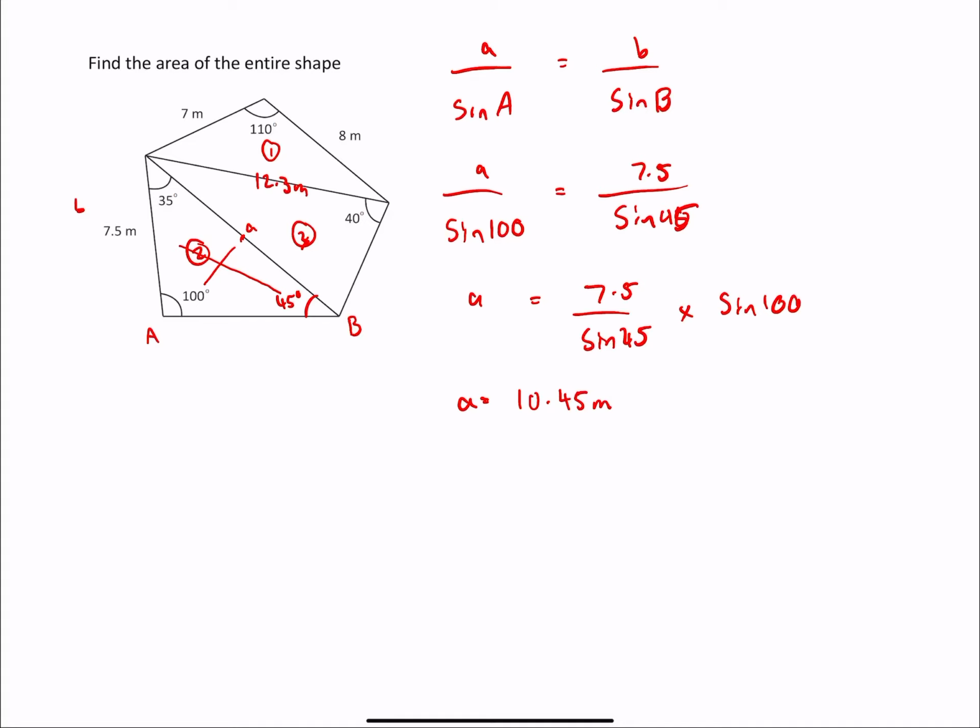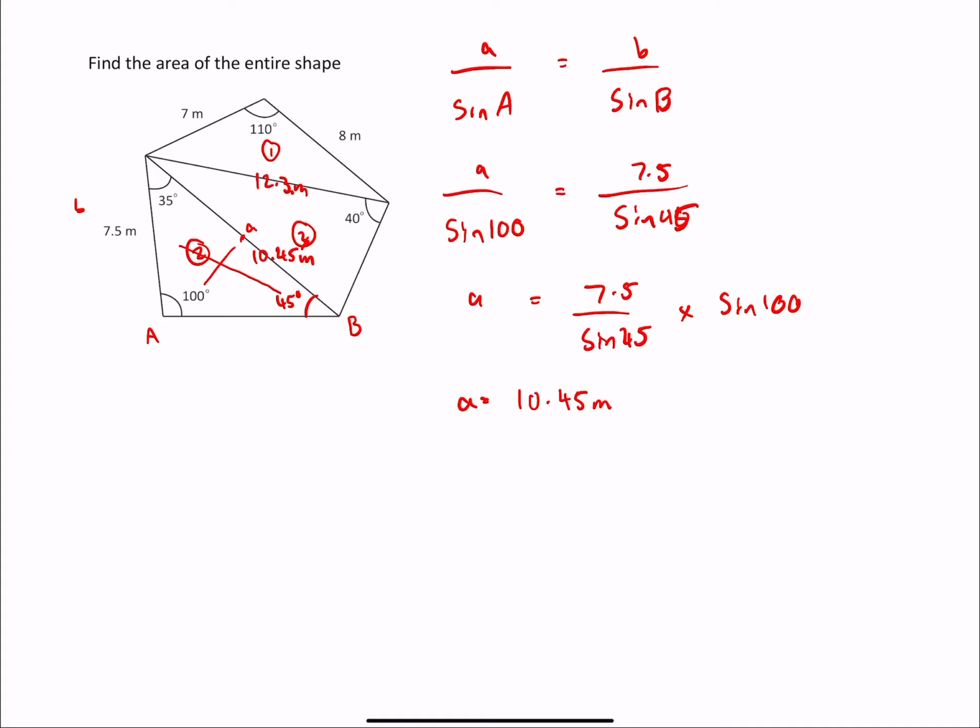Or I could have done it as 10.4 meters. But I'm going to do it to 2 decimal places. Technically, the other side up there, 12.3 meters, is to 2 decimal places, because the second decimal place was 0 and the third decimal place was 0, so it rounded to 2 decimal places as 12.3 meters anyway. So I found the length there at 10.45 meters.